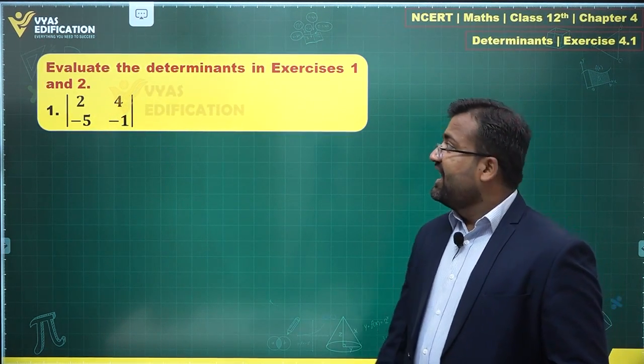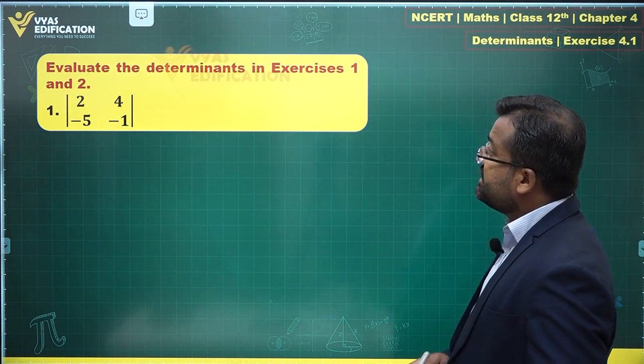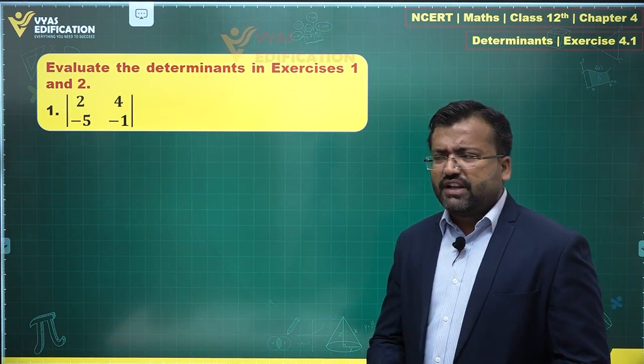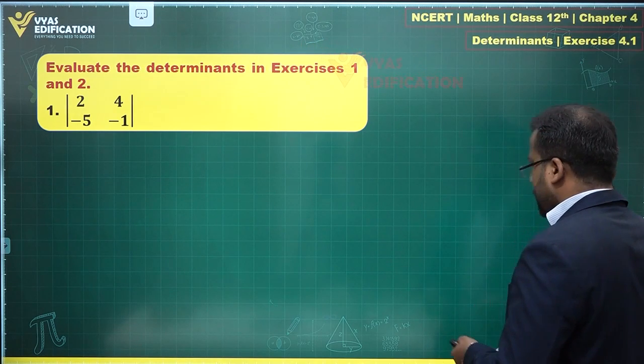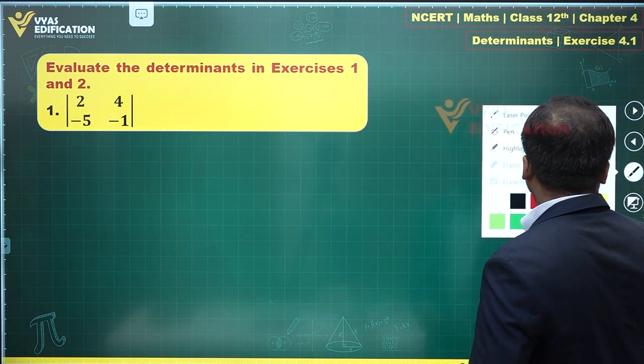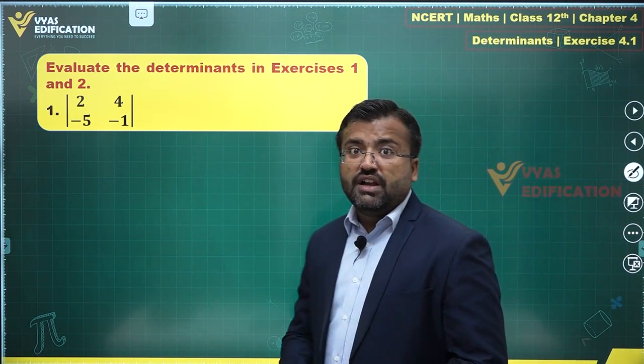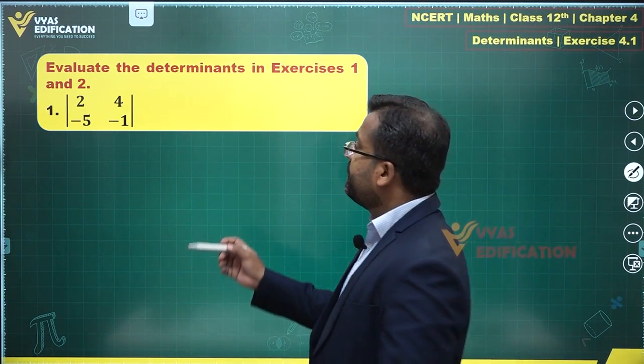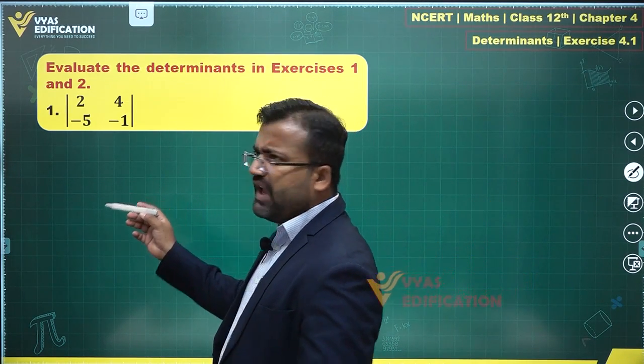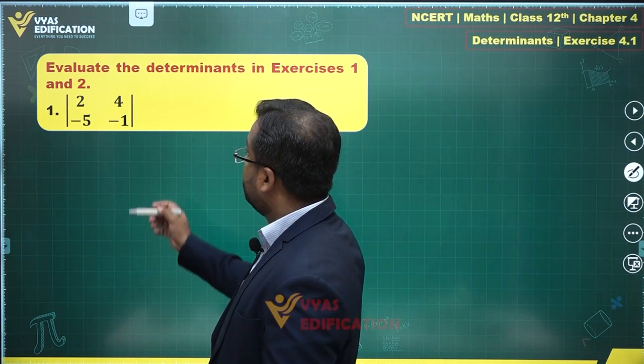The question says, evaluate the determinants in exercises 1 and 2. We simply have to find the value of this determinant, and let's see how do we go about finding this value. It does not seem very difficult actually. And what do we have over here? This is a 2 by 2 determinant.